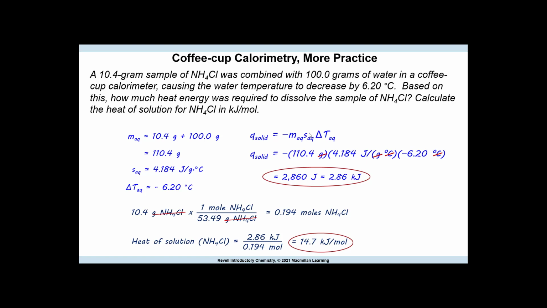Based on this, how much heat energy was required to dissolve the sample of ammonium chloride? Calculate the heat of solution for ammonium chloride in kilojoules per mole. In this example, ammonium chloride absorbs heat energy as it dissolves. The amount of heat absorbed by the solid is equal to the amount of heat lost from the aqueous solution. We can solve this using the relationship Q solid equals the mass times specific heat times change in temperature of the aqueous solution.